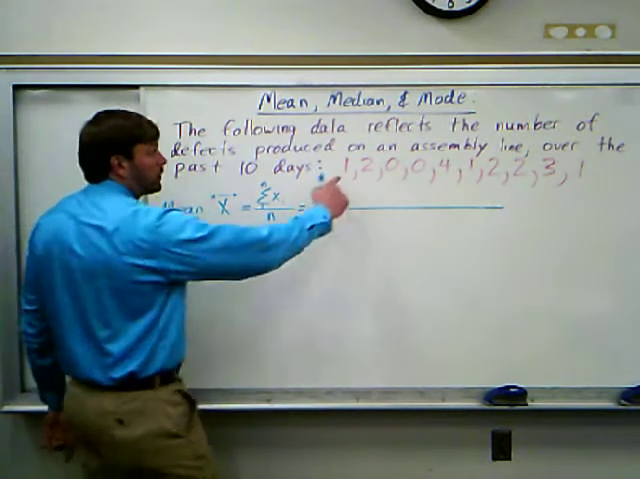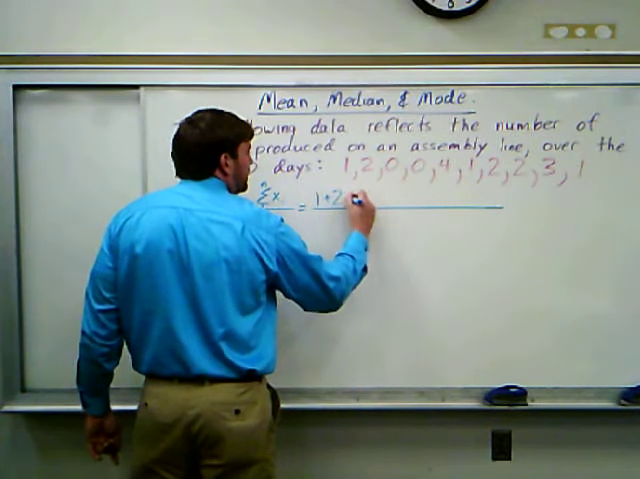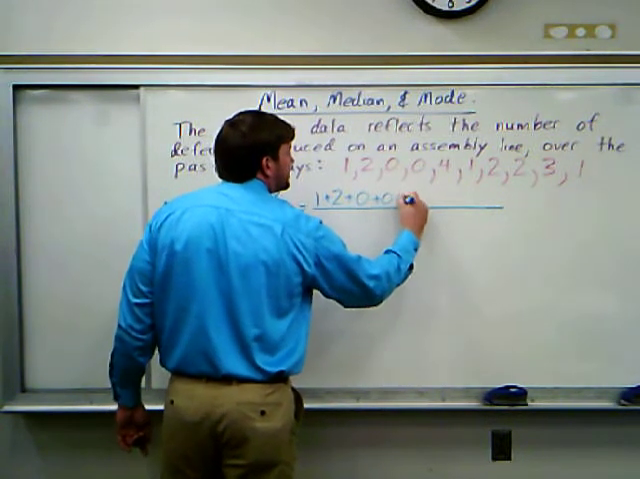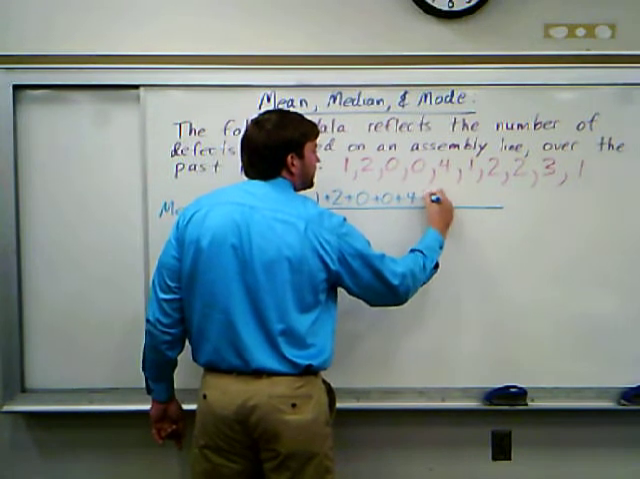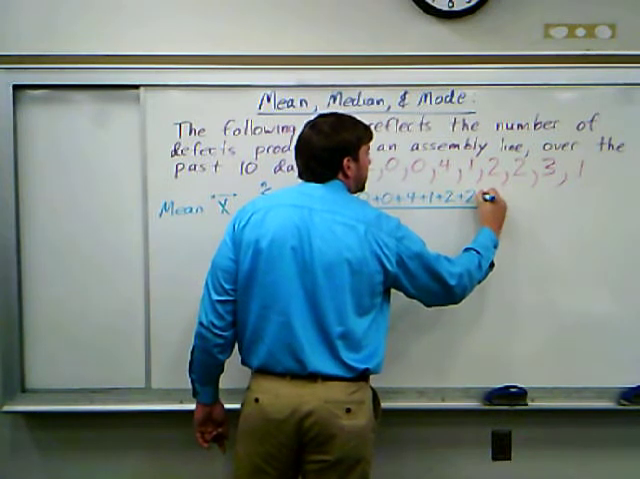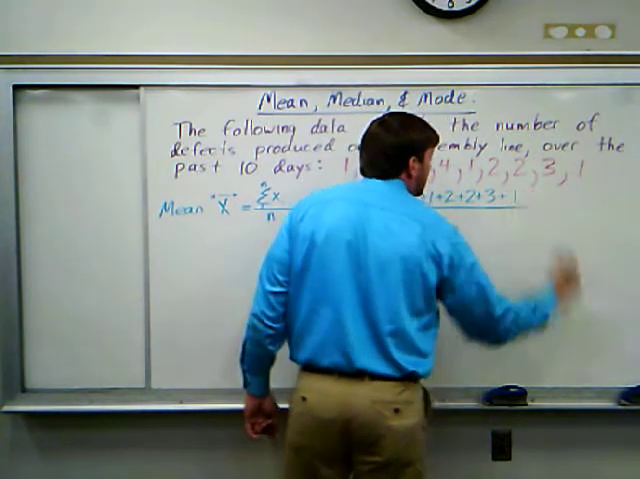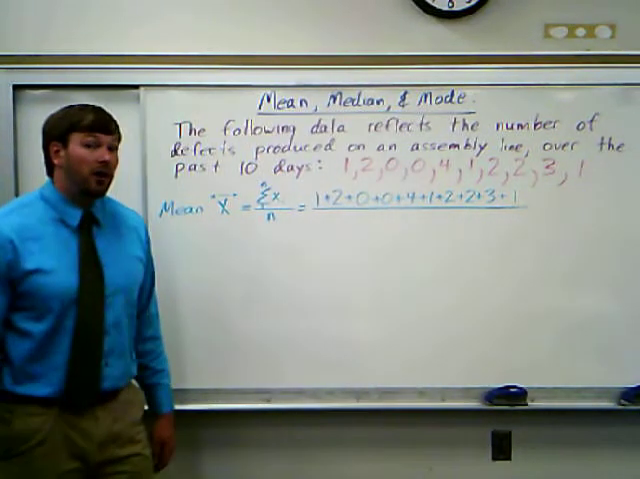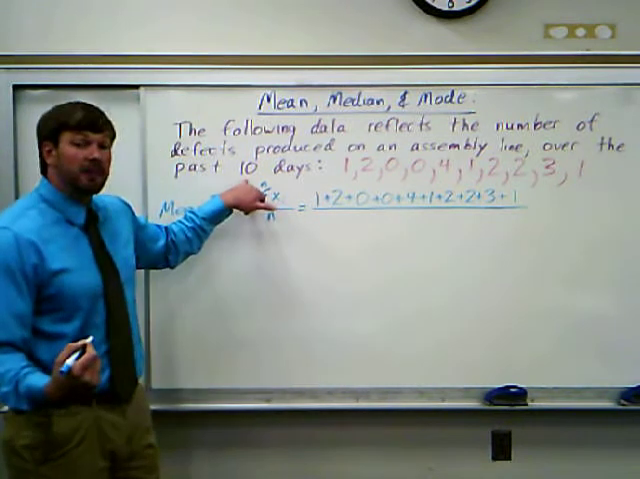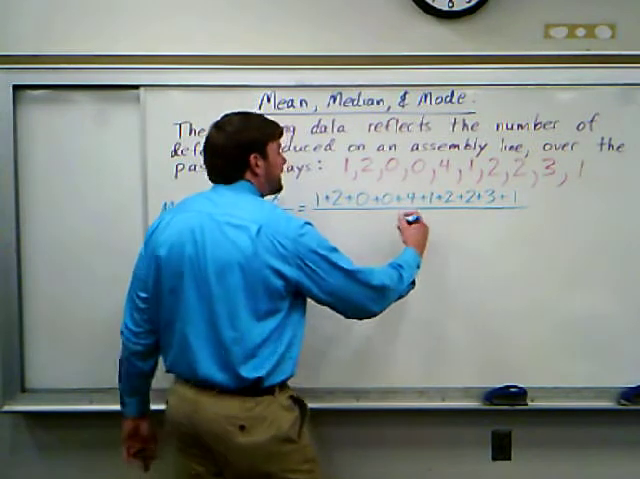All the values were 1 plus 2 plus 0 plus 0 plus 4 plus 1 plus 2 plus 2 plus 3 plus 1. And then of course, after we add up all of our values, we divide by however many of them there are. And we know there's 10 values. 1, 2, 3, 4, 5, 6, 7, 8, 9, 10. So we're going to go ahead and divide by 10.